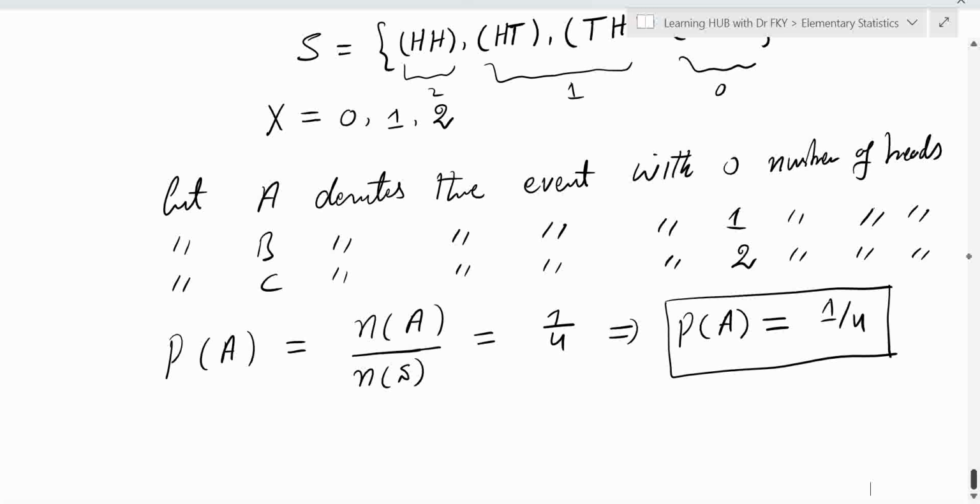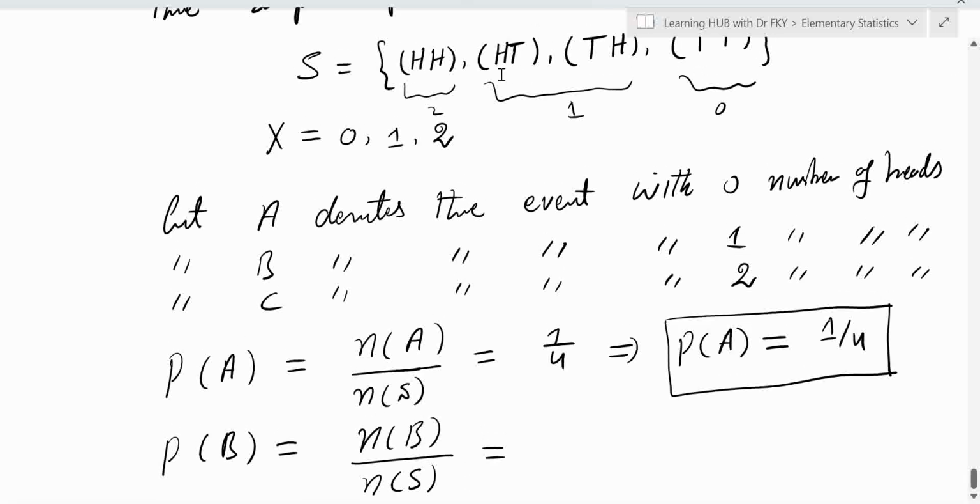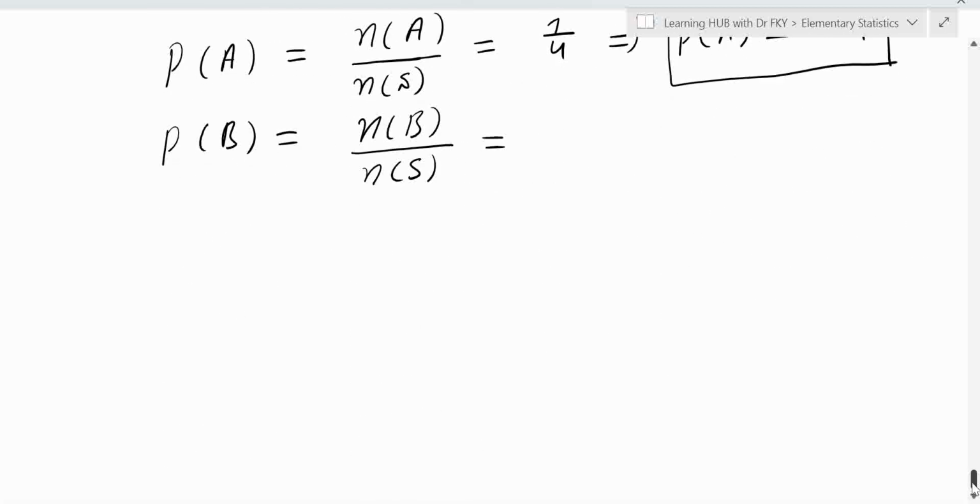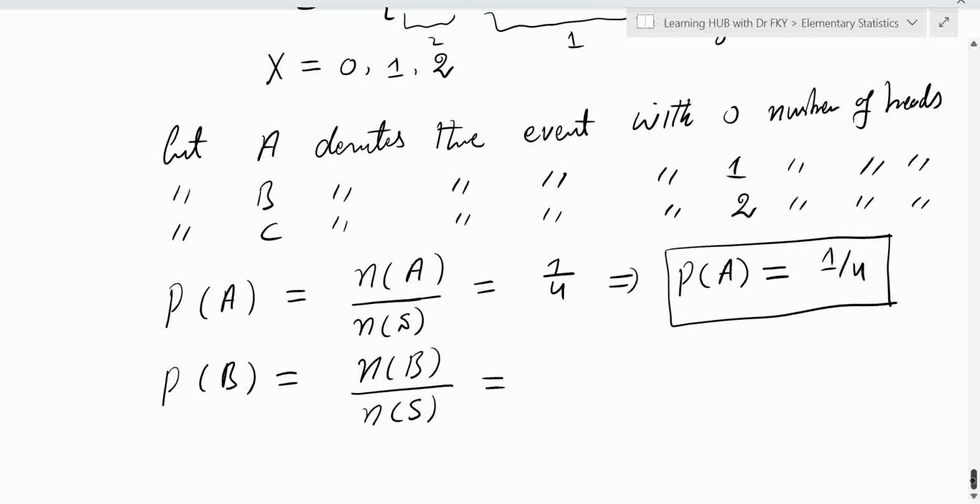Now the probability of 1 head, which we denote by B, is equal to NB, the number of favorable outcomes for B, divided by the total number of outcomes. Again you can see there are two possible outcomes for this: H and T, or T and H. So the probability for this case is 2 divided by 4, which means the probability of B is equal to 1 divided by 2.